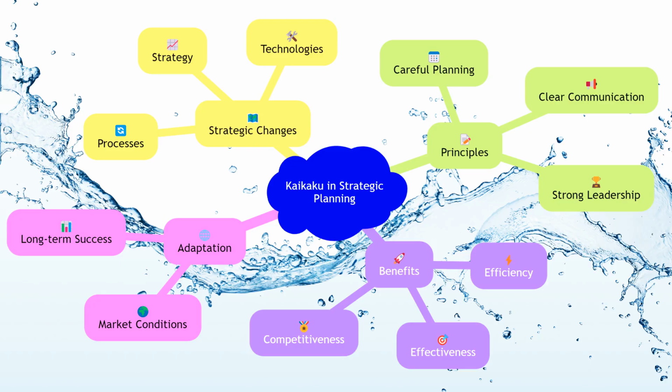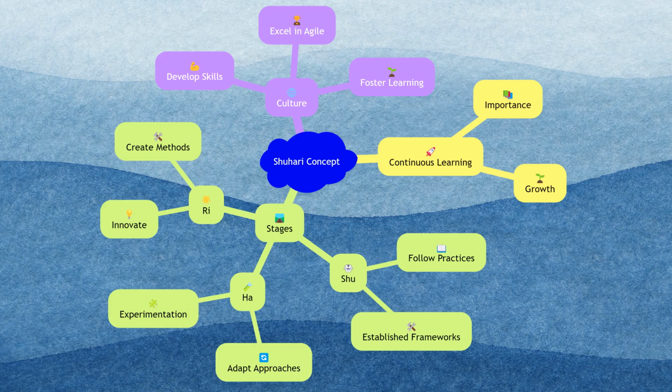Kaikaku principles can be applied to strategic planning in agile practices. When an organization needs to make significant changes to its strategy, processes, or technologies, Kaikaku can guide the process. This involves careful planning, clear communication, and strong leadership to manage the transition. By embracing Kaikaku, organizations can drive substantial improvements in efficiency, effectiveness, and competitiveness. Strategic planning with Kaikaku principles ensures that the organization is well positioned to adapt to changing market conditions and achieve long-term success.